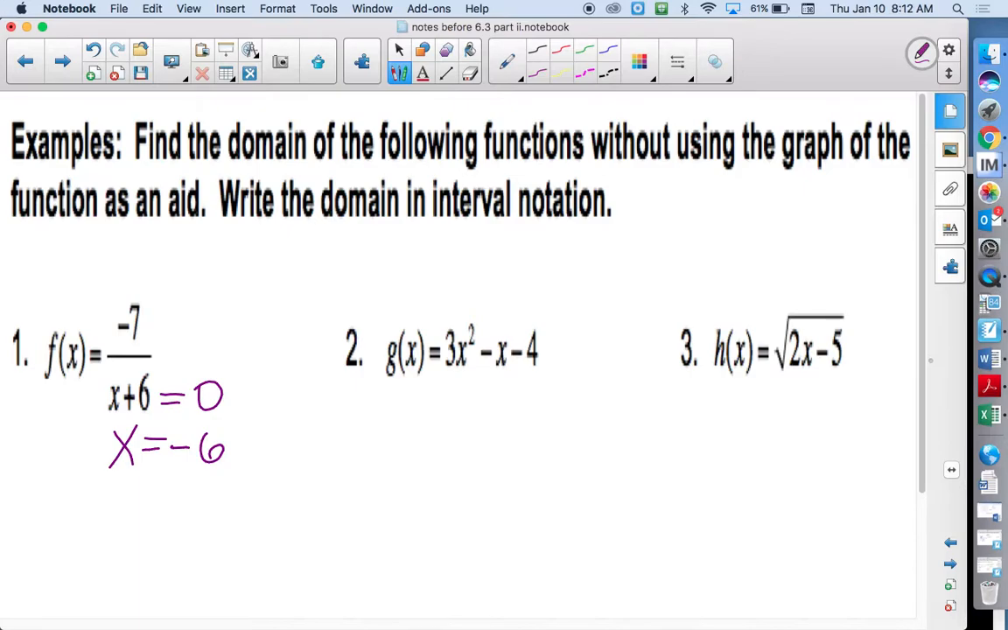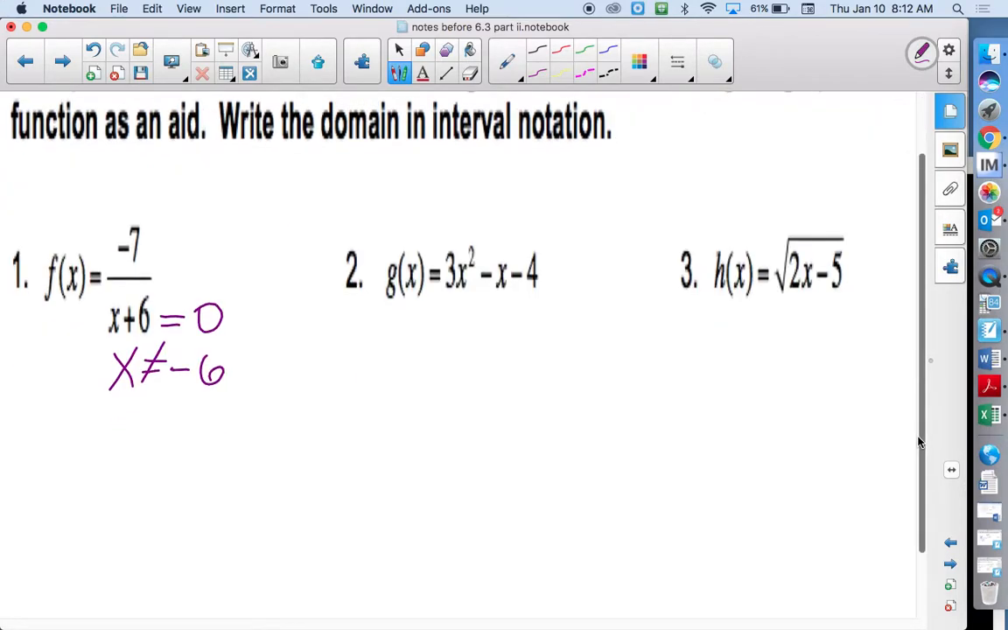So the number that is excluded is negative 6. So this means that x is not allowed to be negative 6. That's the excluded value. It's excluded because negative 6 plus 6 is 0, and you can't have a 0 in the denominator. So after you figure out that number, to get the domain, it goes from negative infinity up until that number. But it can't be negative 6. That's why we put a parenthesis around it.